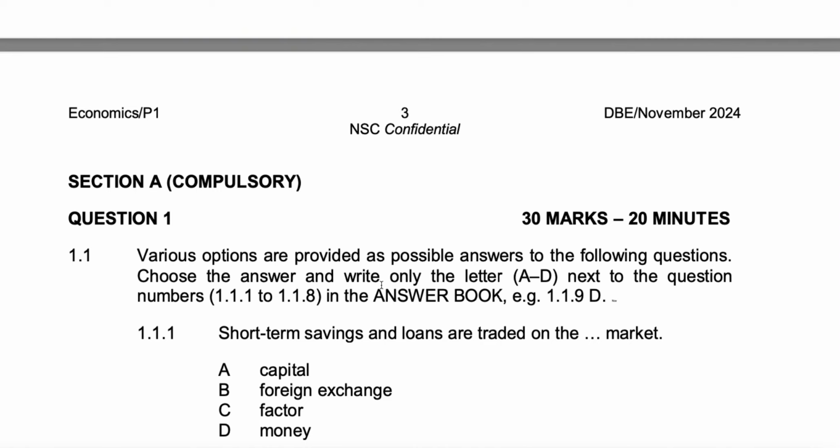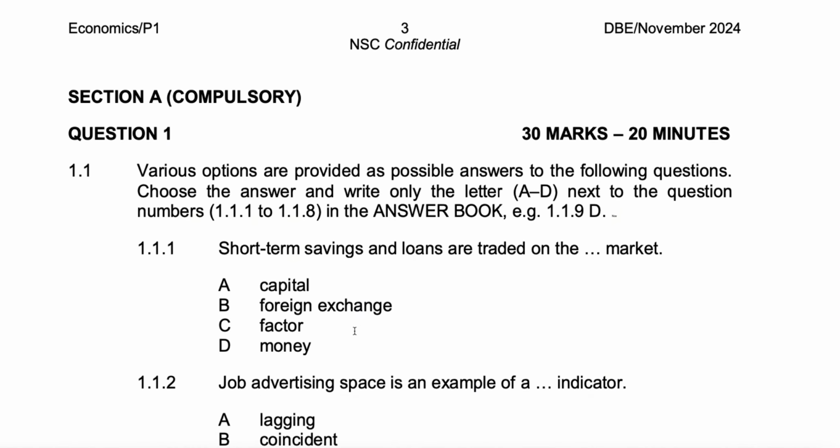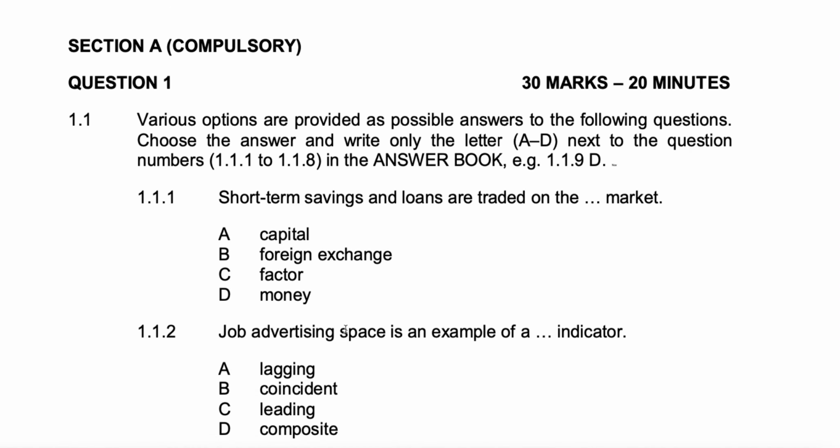Okay. Without wasting time. Short-term savings and loans are traded on the what market? Let's look at each one. A capital market, yes, on the capital market, borrowing and lending is done in the long term. So this is wrong. The foreign exchange market is a market where one currency can be traded for another. The factor market is a market where factors of production are traded. Oh, the money market is a market for short-term savings and loans. So the answer is D. Okay, so put it in mind, D.